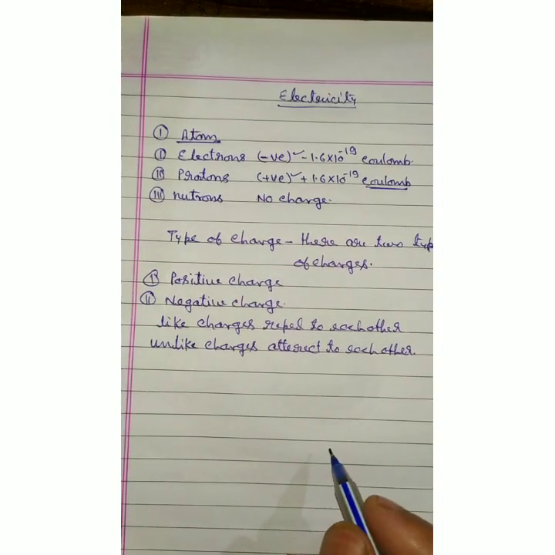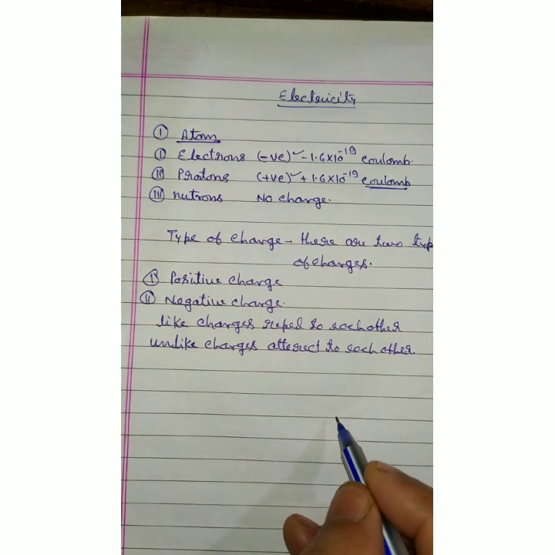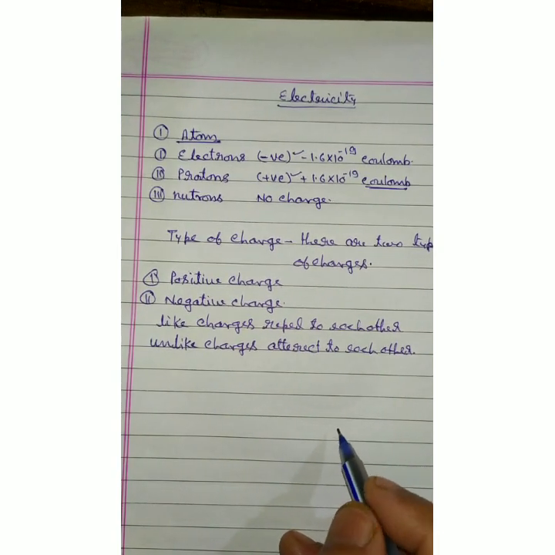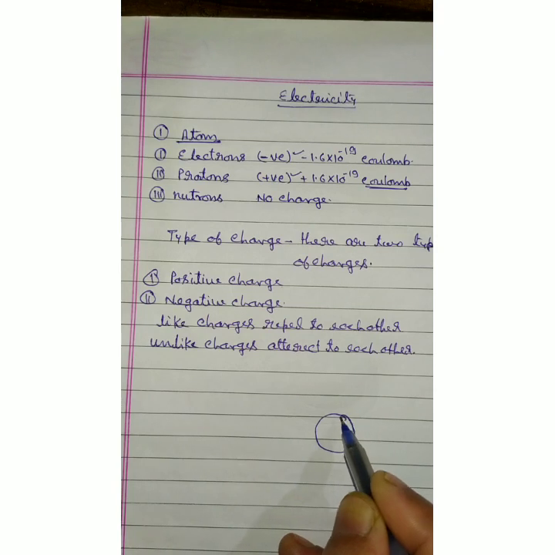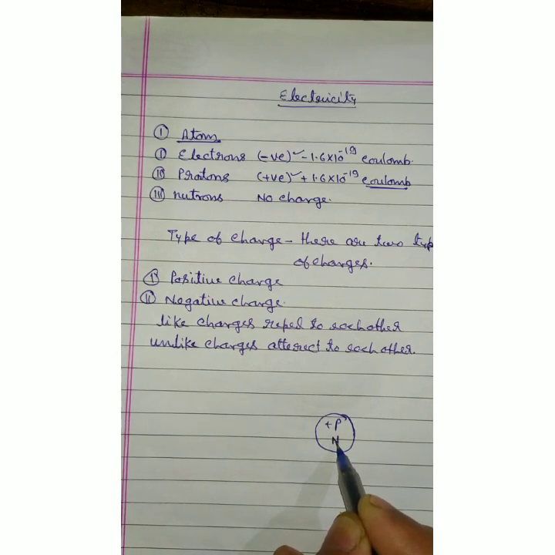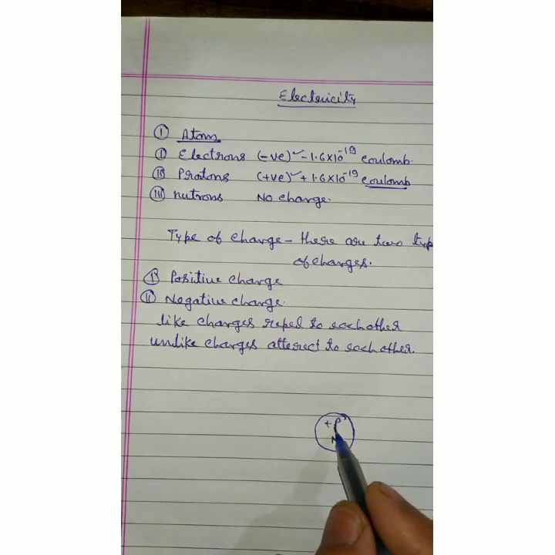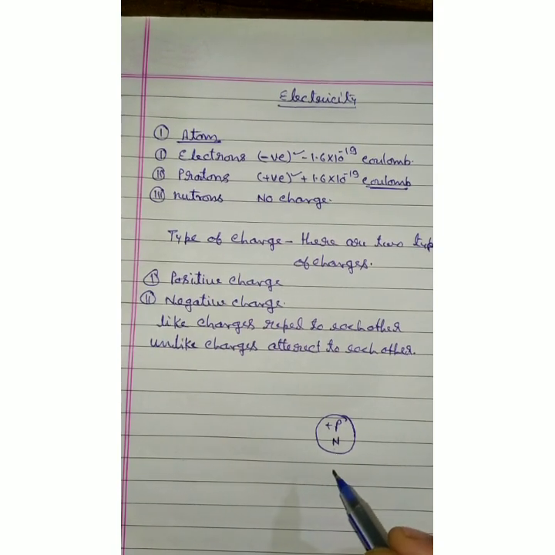Inside every atom there is a very small place at the center which is known as the nucleus, and it contains two particles, protons and neutrons. Protons are positively charged particles and neutrons are electrically neutral. So the nucleus is a positively charged place.